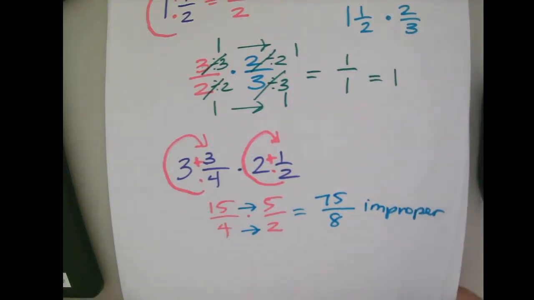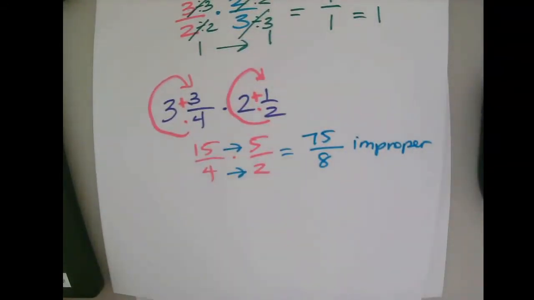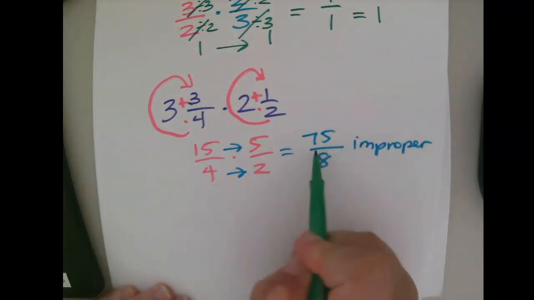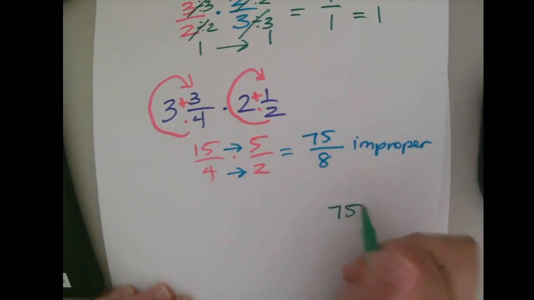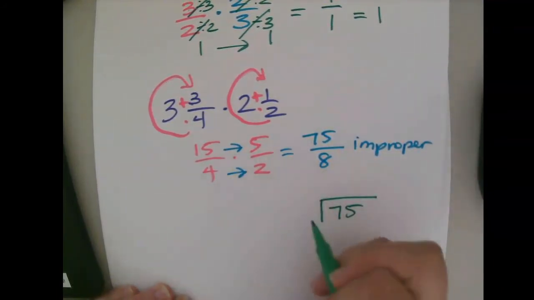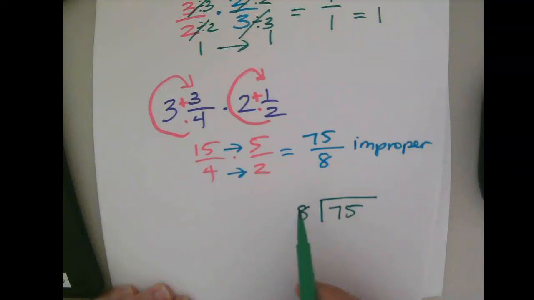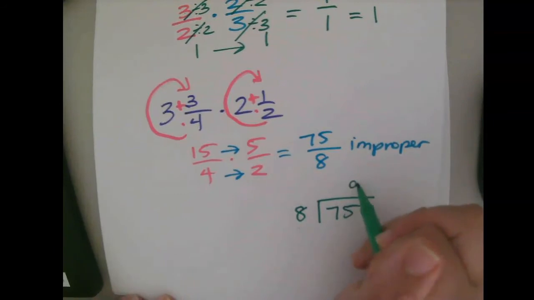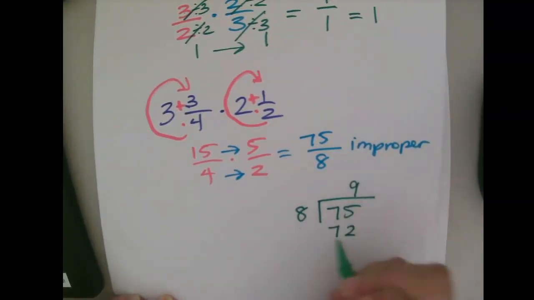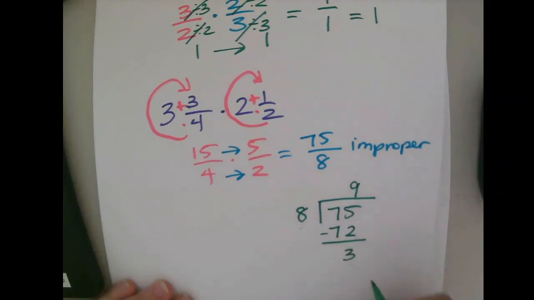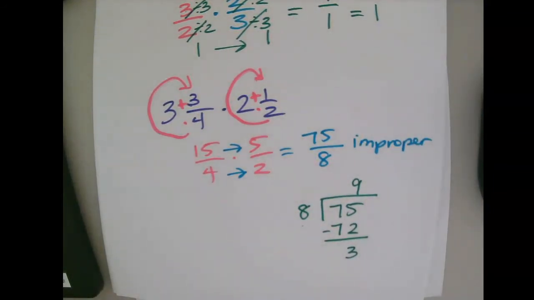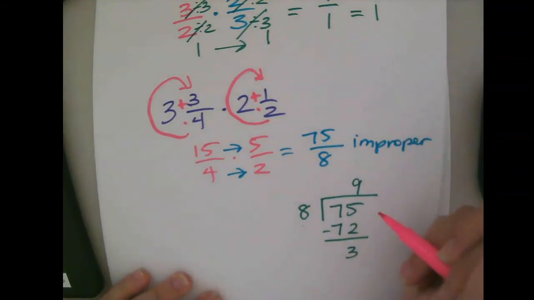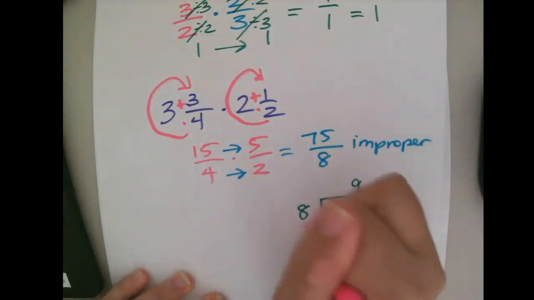Can you remember how to fix an improper fraction? Well, we divide. See that division sign? That fraction means divide. So 75 goes inside the house, 8 goes outside. 75 is your dividend, 8 is your divisor. 8 can't go into 7. 8 goes into 75 about 9 times. 8 times 9 is 72. We have 3 left over, and we're going to use our ice cream cone method to write this.